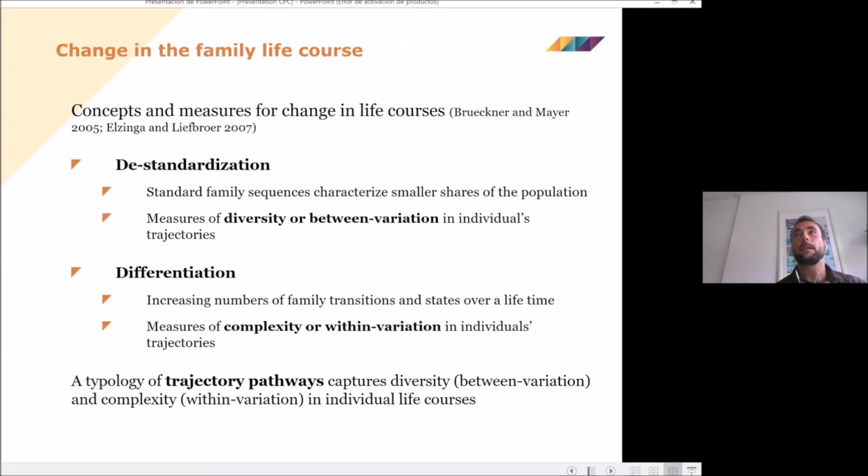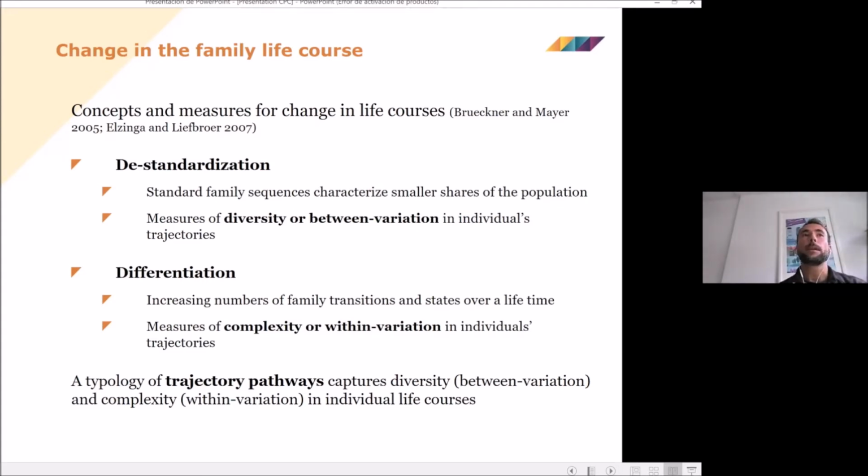So there is little doubt, and I think that most of us agree that family change has occurred, but the literature has not always been very clear about what exactly changes and how we should measure that. But luckily, Bruckner and Mayer and some others conceptualized key dimensions in life course change, and others have developed measures for these concepts. And here we will focus on two of these key dimensions of change.